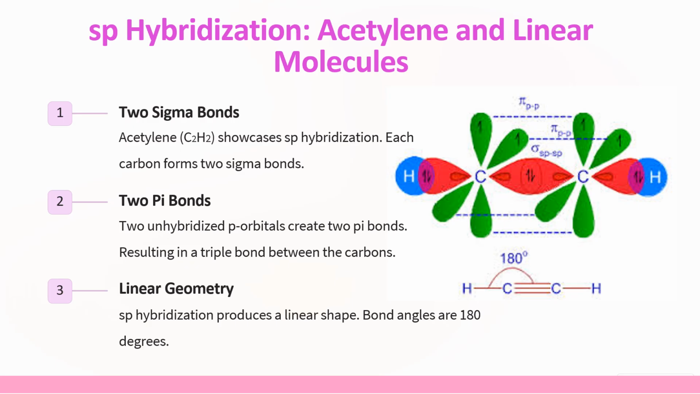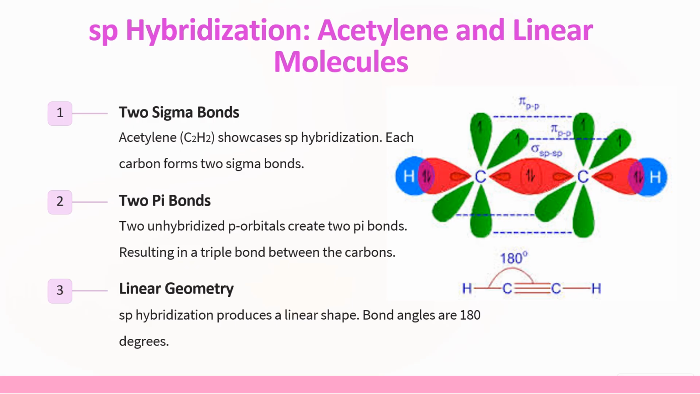Let's look at sp hybridization using acetylene C₂H₂ as an example. In acetylene, each carbon undergoes sp hybridization. This means each carbon mixes one s orbital with one p orbital to form two sp hybrid orbitals. These two sp hybrid orbitals overlap to form two sigma bonds, one between each carbon and a hydrogen atom, and another between the two carbon atoms.